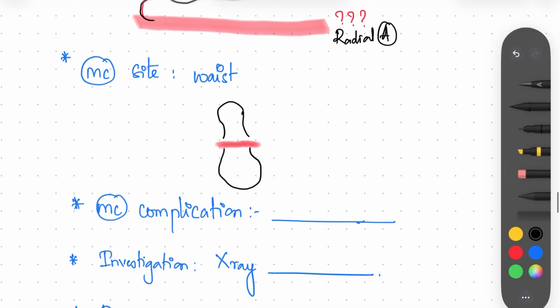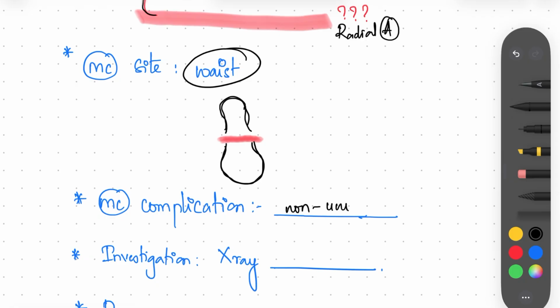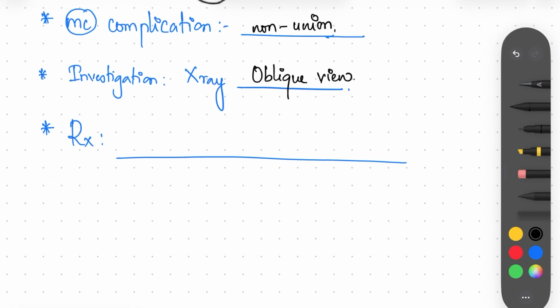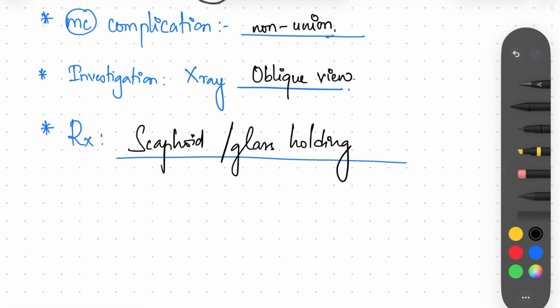Then coming to the most common site, waist, not your waist. This is the scaphoid bone's waist, the center part, right? The center part is called the waist. So it is the most common site where fracture happens. And what is the most common complication you are going to see? It's non-union, right? And for investigation we'll obviously do an X-ray, in an oblique view, right? Then coming to the treatment part, any idea? We have the scaphoid or glass-holding cast.